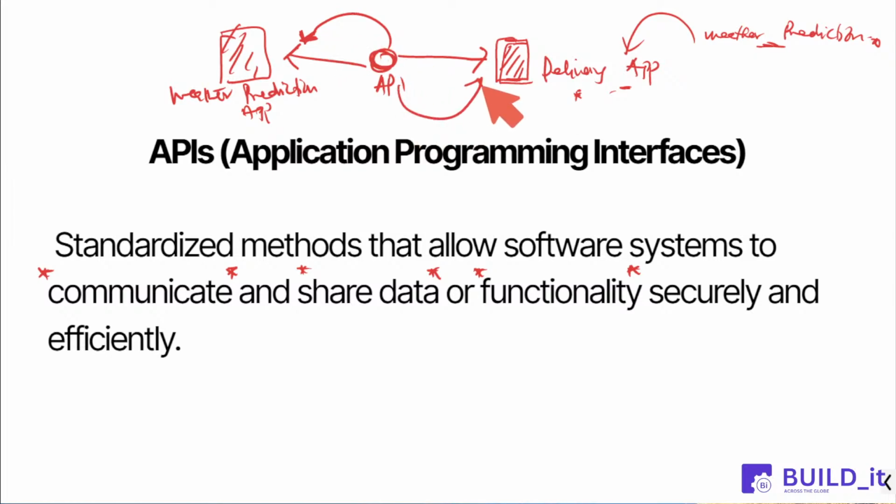Then we integrate it into the delivery app. So when you integrate it here, it means that we can now have the functionality of the weather prediction app in the delivery app as well. So that is what APIs do. APIs help you communicate and share data or functionality securely and efficiently between two or more systems. Do you get it?